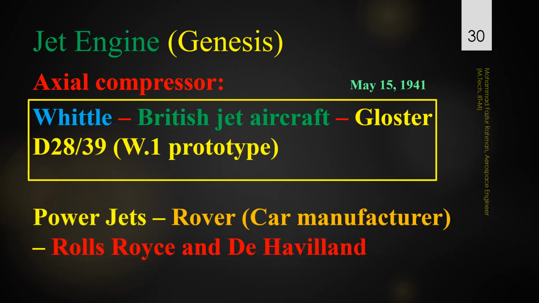His company PowerJet didn't have a facility to produce. He was only trying to research there, so he didn't have any manufacturing facility. So the car manufacturer Rover allowed him to produce his prototypes there, and then finally it was given to Rolls-Royce and de Havilland for producing this engine.